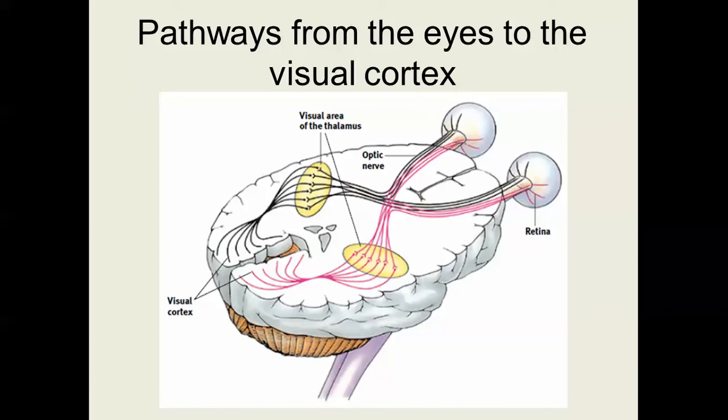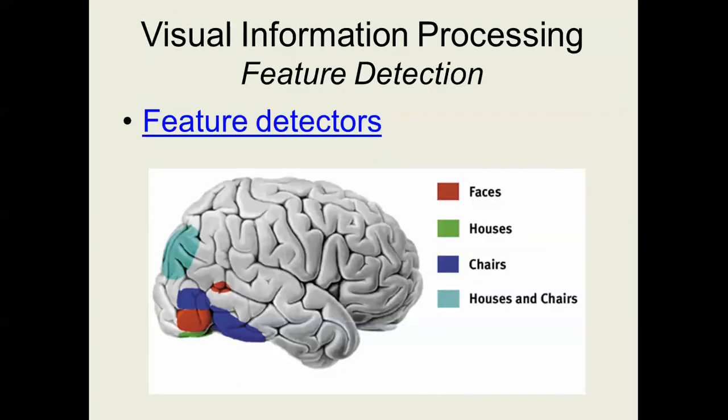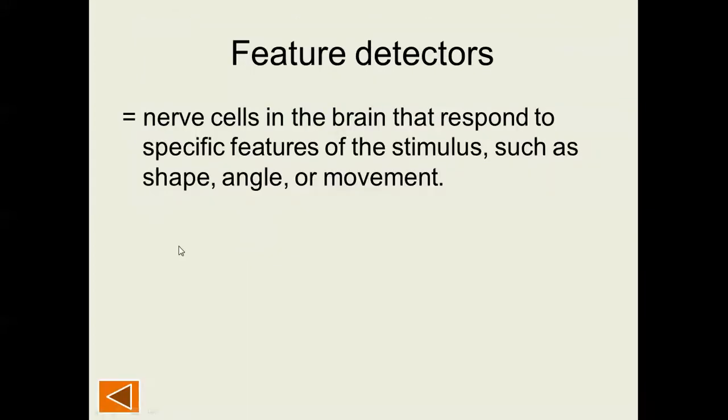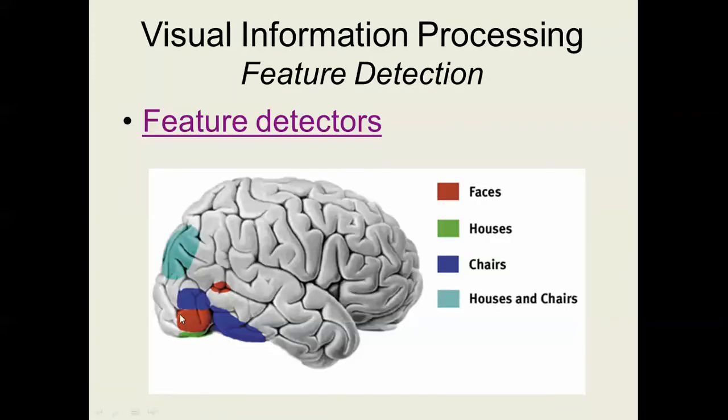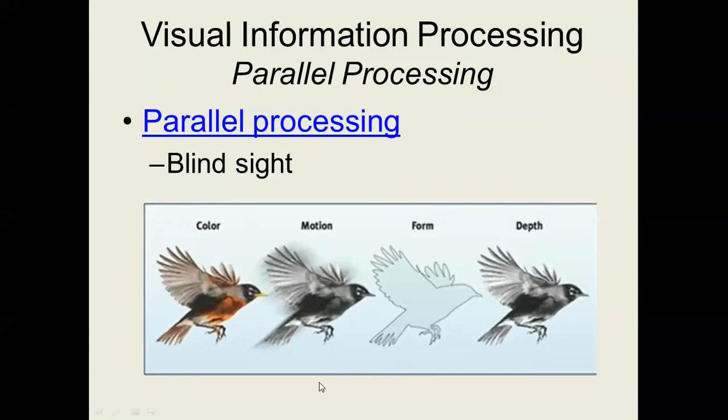individual neurons, or feature detectors, and we're going to talk about feature detectors here, are nerve cells in the brain that respond to specific features of a stimulus like shape, angle, or movement. So once in the cortex, individual neurons or feature detectors respond to specific features of a visual stimulus. The visual cortex then passes this information along to other areas of the cortex where teams of cells, called supercell clusters, respond to more complex patterns.